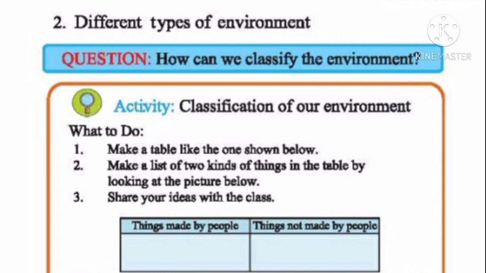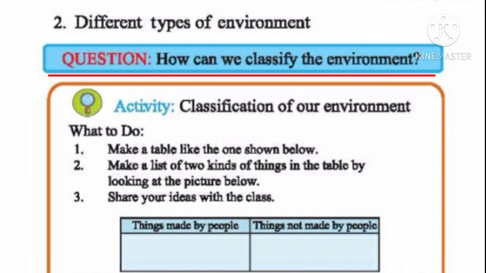Now I will read page number 3. Topic name: different types of environment. The question is, how can we classify the environment? I have already described different types of elements of our environment. We can classify our environment depending on these elements. Yes, depending on these elements, we can classify our environment into two types. One is things made by people, and another one is things not made by people.